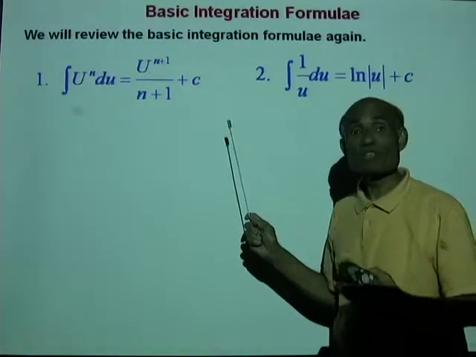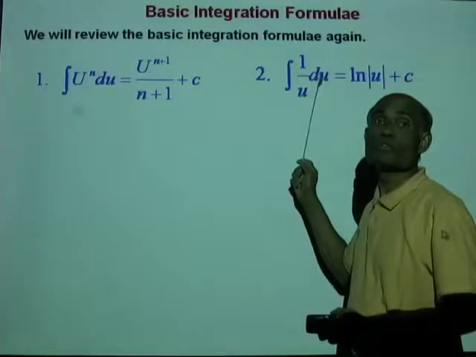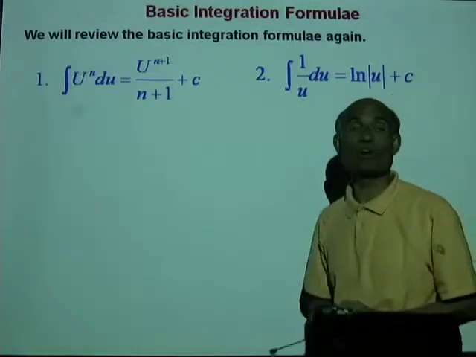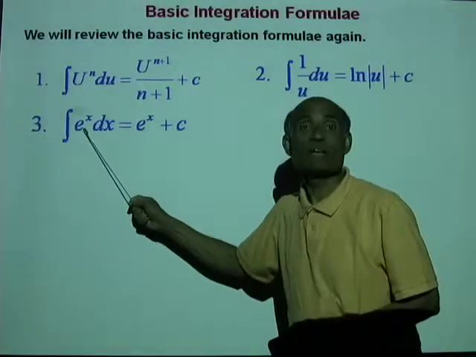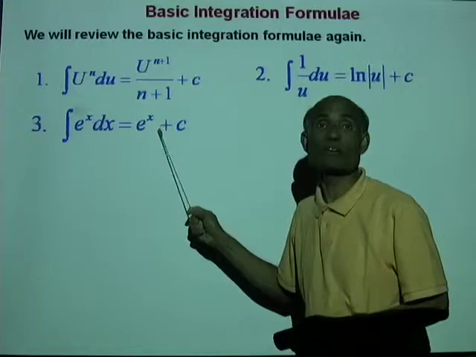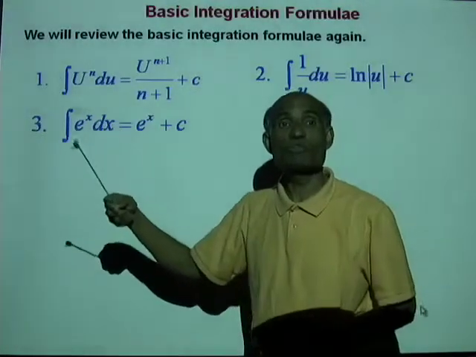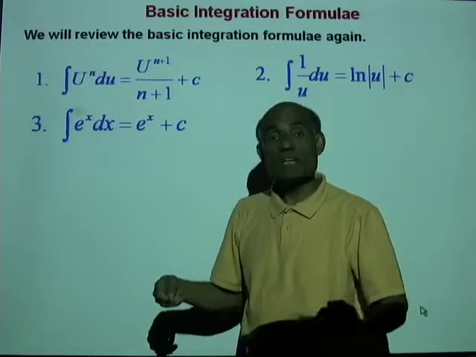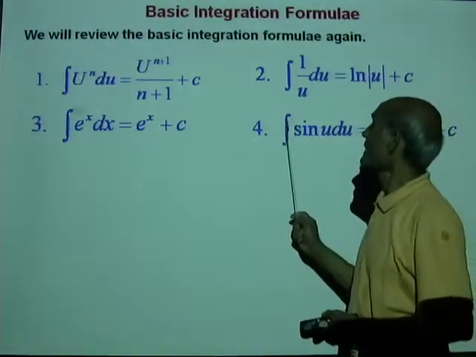The second one is the logarithmic form. Integral 1 over u du is ln of u plus c. Integral e to the power of x dx is e to the power of x plus c, or integral e to the power of u du is e to the power of u plus c, that form.